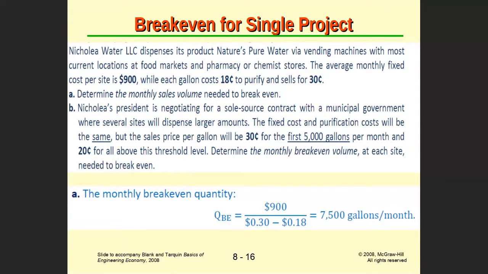So moving on to another example, also for a single project break-even. Usually for typical chapters in engineering economy, we handle single projects and multiple projects in terms of comparison or analysis. In this example, a company has an average fixed cost which is $900.